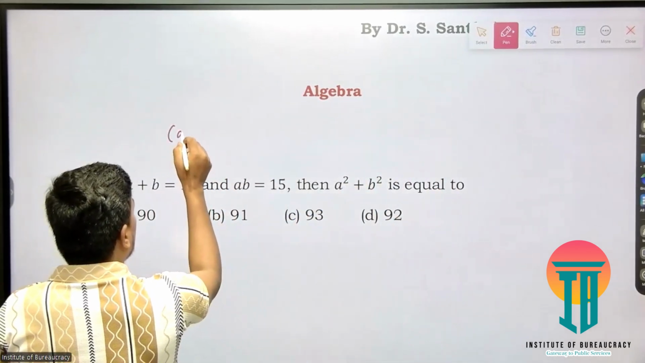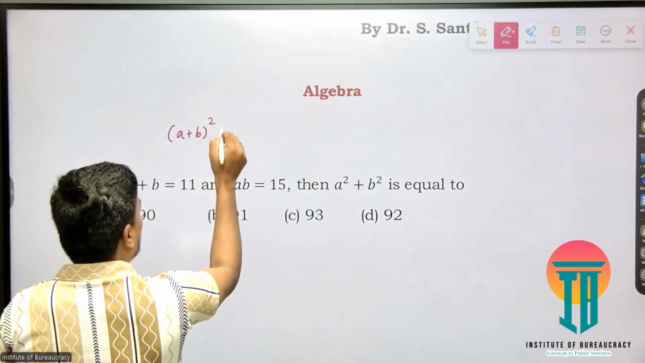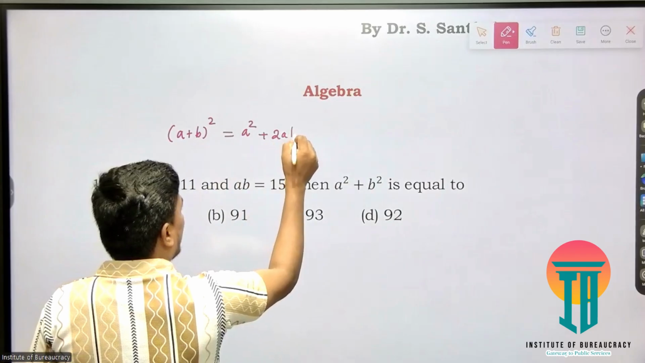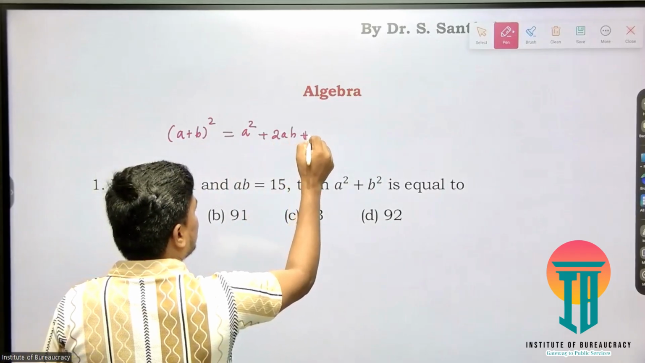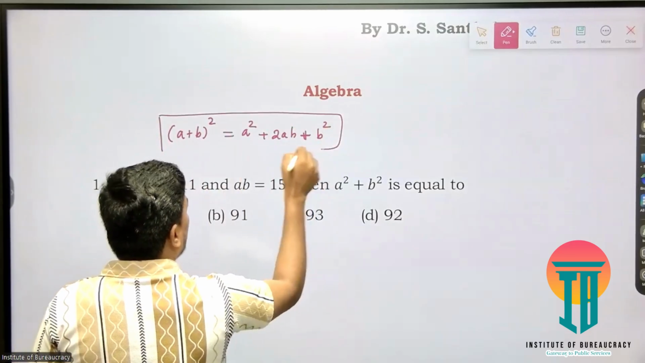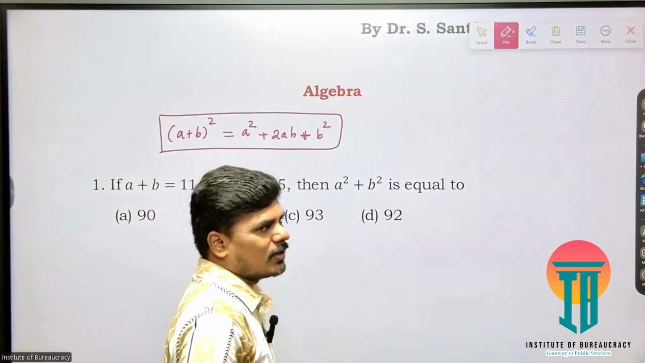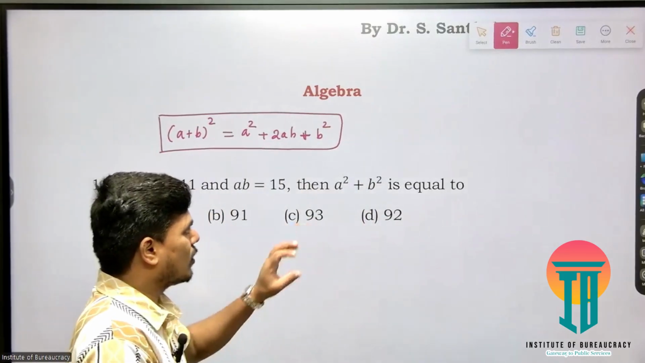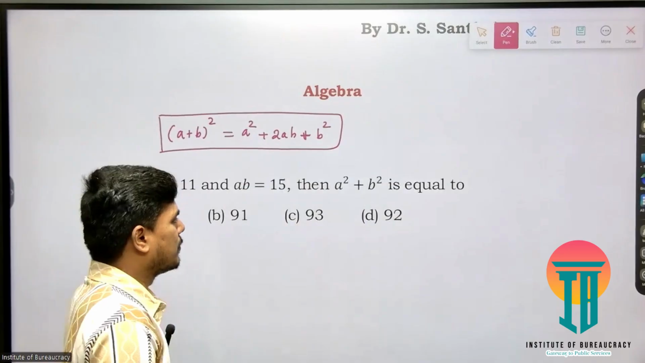So we know a plus b the whole square is equal to a square plus 2ab plus b square. This is the formula we know, and using this formula, we can solve the problems in the exam. I have taken one of the PYQs from the SSC exam.